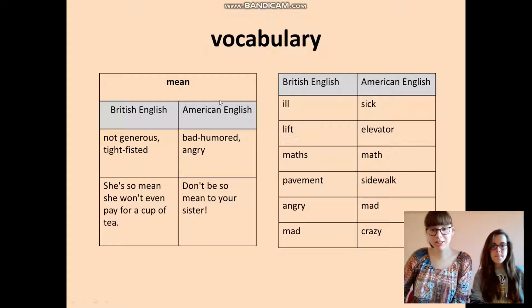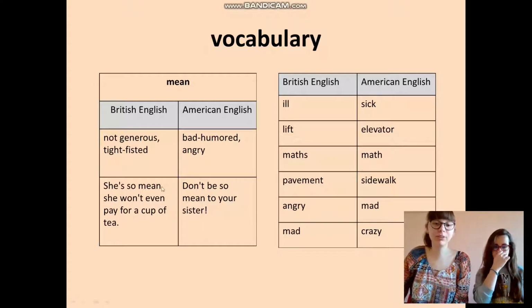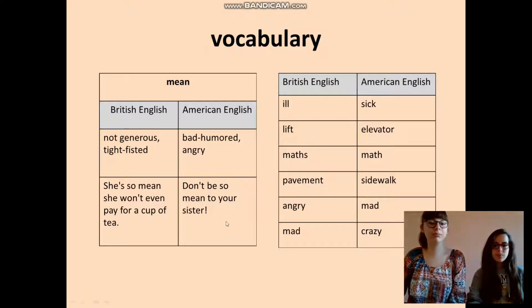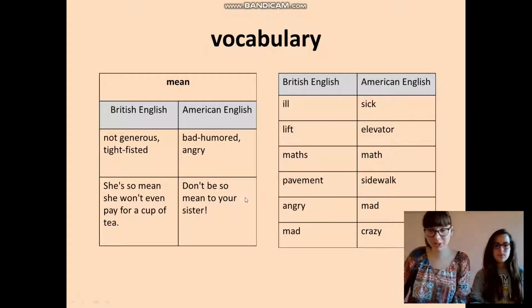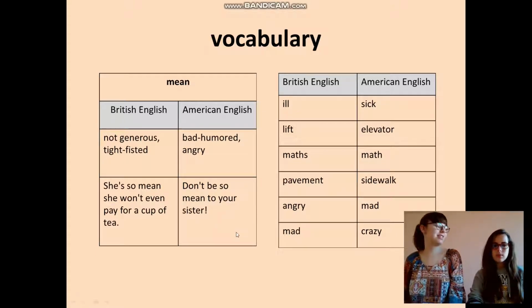And in American English, and this is also the way I know the word, it's like bad-humored or angry, and you can see it very well in this sentence: don't be so mean to your sister. Like, don't annoy her, don't anger her. And this is also how I use the word. So you have the same word, but two slightly different meanings.